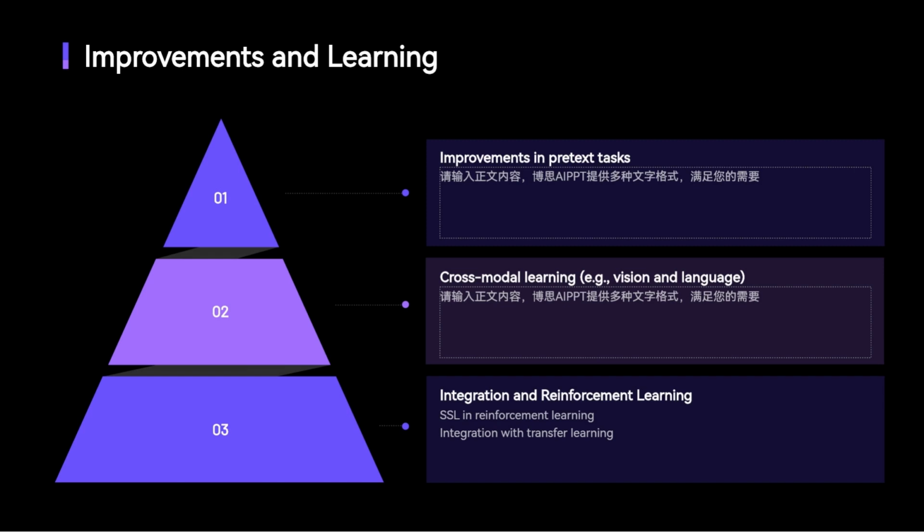SSL could enable models to learn from multimodal data more effectively, allowing for better multimodal representation learning. Additionally, SSL is increasingly being integrated into reinforcement learning tasks, where agents can learn from unlabeled interactions with the environment. Finally, the combination of SSL with transfer learning is likely to lead to models that can efficiently transfer knowledge from one domain to another, making SSL even more versatile and powerful.